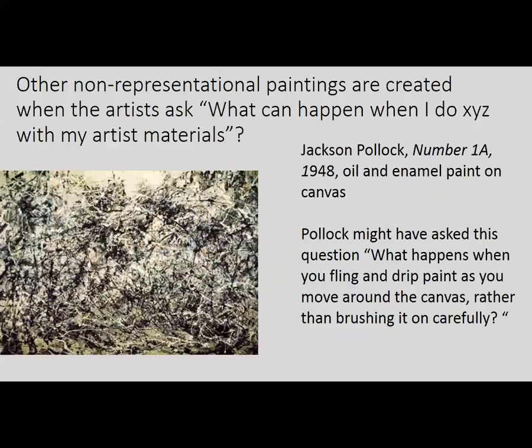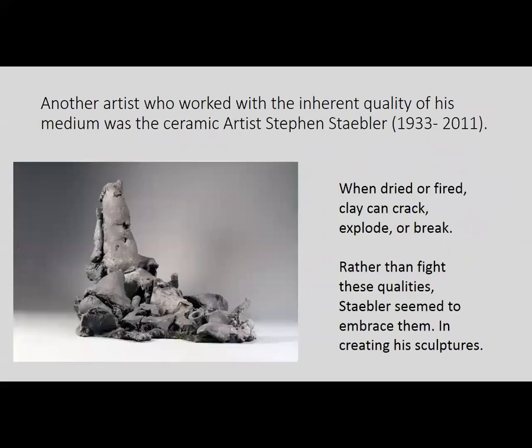And then in other non-representational works, the artist might say, what would happen if I did X, Y, Z with my materials? And so Pollock might have asked himself this question: what happens when you fling and drip paint as you move it around the canvas? And personally, I think what happens is you get a crummy looking painting, but they're worth millions and millions of dollars. So like this particular artist, she does non-representational work.